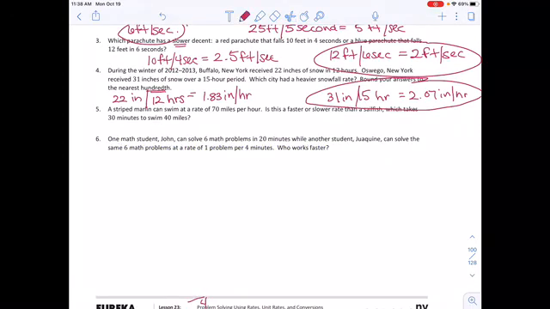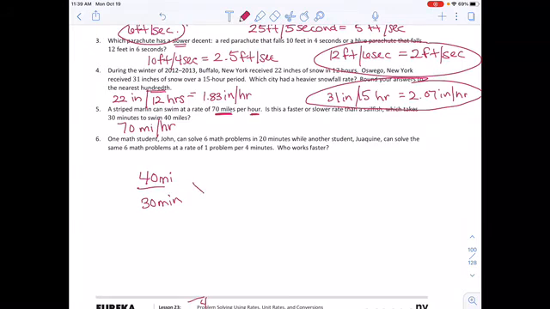Number 5. A striped marlin can swim at a rate of 70 miles per hour. Is this a faster or slower rate than a sailfish, which takes 30 minutes to swim 40 miles? Let's be very careful here. We have 30 minutes per 40 miles. We had 70 miles per hour before. This is miles per minute. I'm sorry, I should have written this the opposite, because we have our distance over our time.